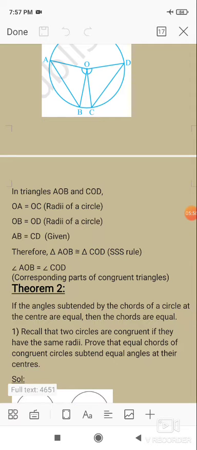But this one is what? If the angles subtended by the chords are equal, then we can conclude that the chords are also equal.